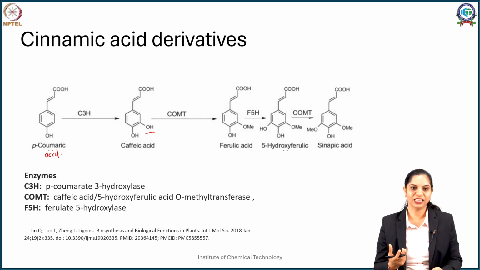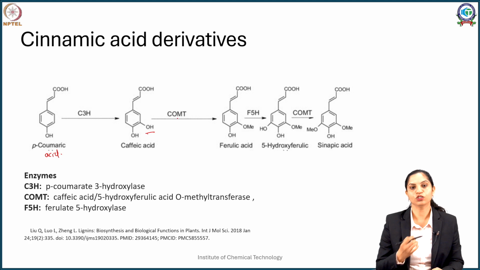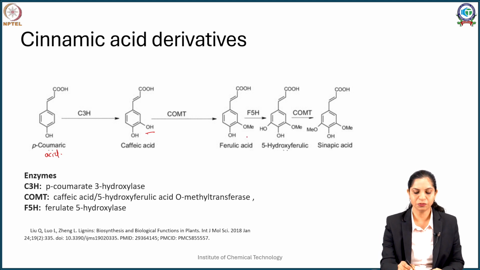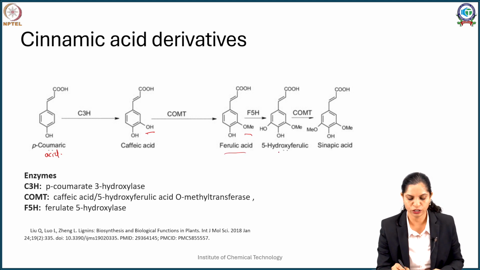Now this methyltransferase can vary depending upon the substrate. Whenever it is caffeic acid, it will be caffeic acid O-methyltransferase. Okay. So COMT is caffeic acid O-methyltransferase. Now once this methylation happens, you get a compound called ferulic acid, and then you have hydroxyferulic acid.